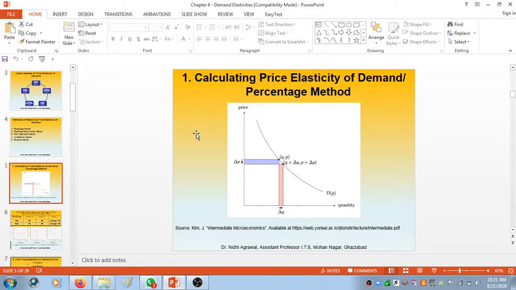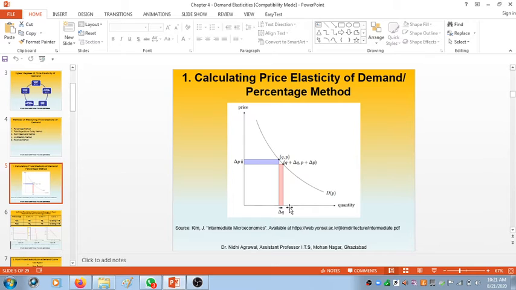So the first method is the percentage method, the method through which we can calculate price elasticity of demand. Diagrammatically it has been represented. We have a demand curve, and on the vertical axis price has been taken, where we are going to show the change in price, and on the horizontal axis quantity demanded has been taken, where we are going to show the change in quantity demanded.